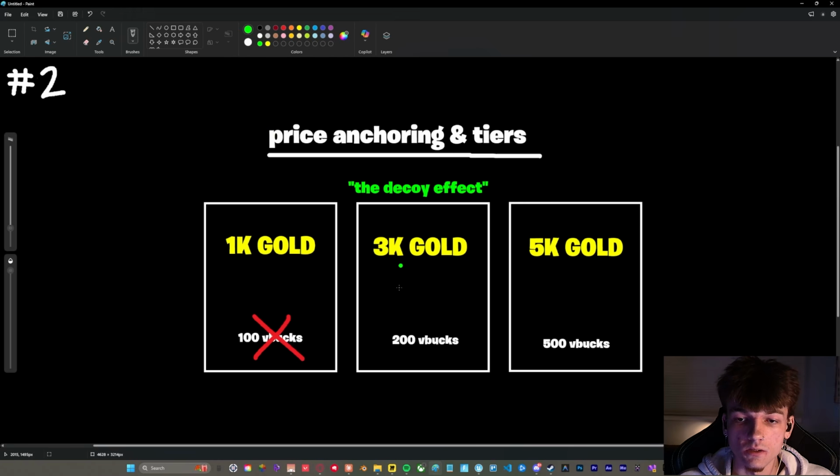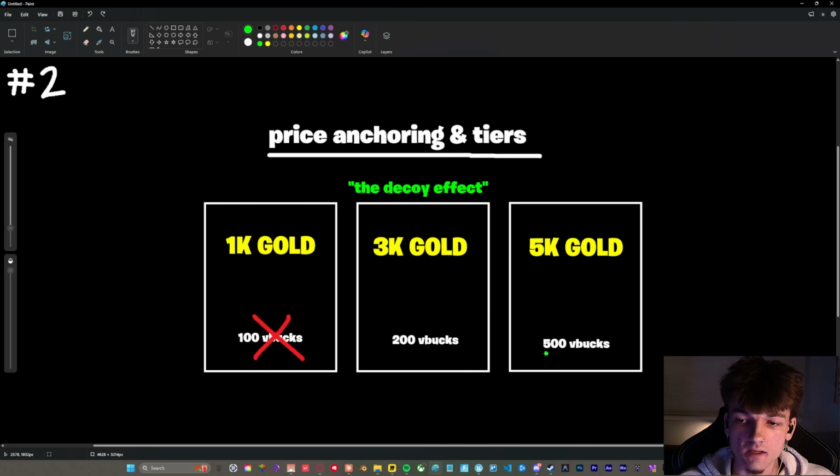So instead what we do is we offer a better value per V-Buck in the middle tier option. You can see that this is only 200 V-Bucks, but in exchange you get 3,000 gold, and that is a 15-to-1 ratio of gold to V-Bucks right here, but this one over here is only 10-to-1. What makes this actually a decoy is this 500 V-Buck option over here. The reason why this is a decoy is because this entire option right here makes this one look even better. People want to buy this one right here because it's the best value.